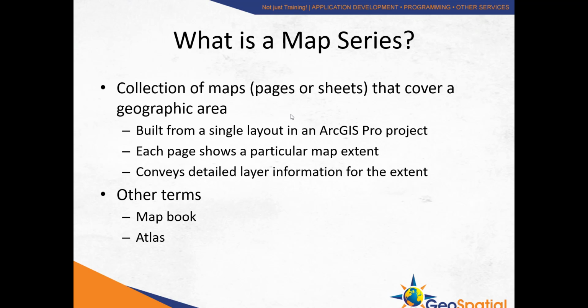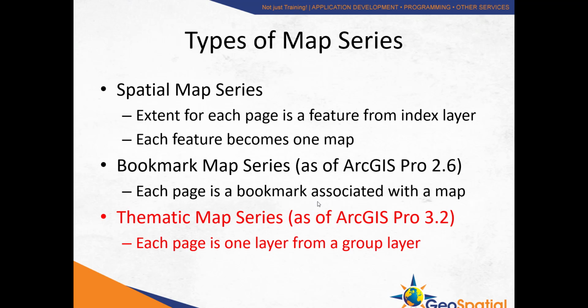And then if you need to look at another area, you simply go to the map in the series that details the area that you're interested in. But the idea here is to create a collection of maps that cover a larger geographic area. There are other terms for map series. Sometimes they're called map books or atlases, but in ArcGIS Pro, they are specifically referred to as a map series.